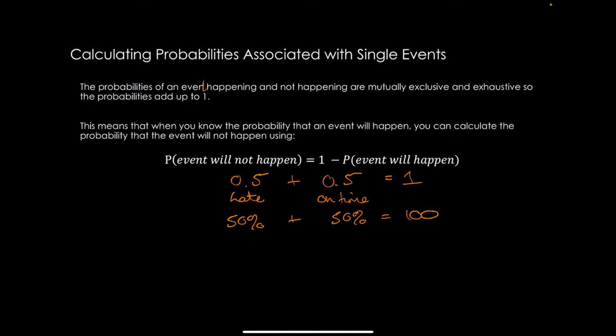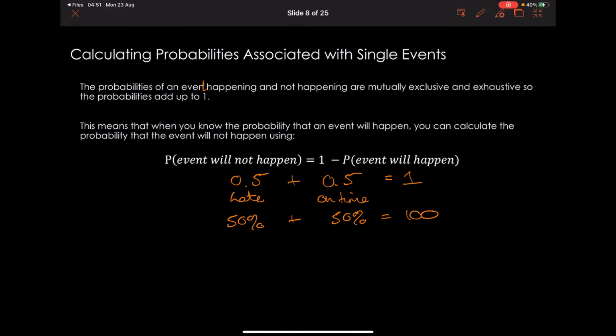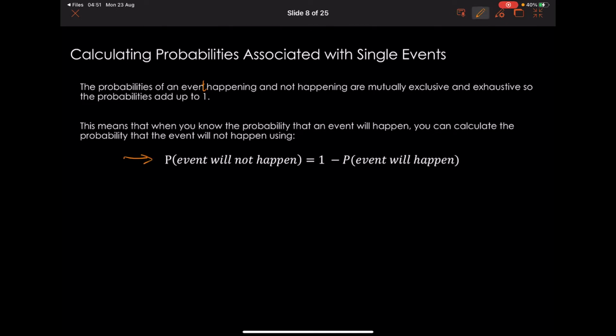So what you need to remember is that all probabilities add up to 1 when it comes to exhaustive events. That will probably be very common in your exam, so just try to remember that all probabilities add to 1. This seems like a little bit of a funny formula here, but basically, the probability that an event will not happen is 1, take away the probability that the event will happen. You'll see what I mean in a second.